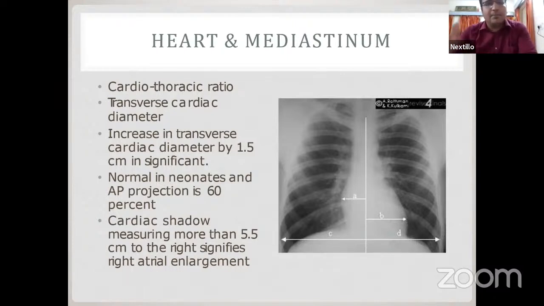There is cardiomegaly. And for neonates, the ratio does vary a bit, so 0.6, we keep it out there. And even on AP view, if it's more than 0.6, then we can call it, because that 0.1 range we are taking it for the magnification.